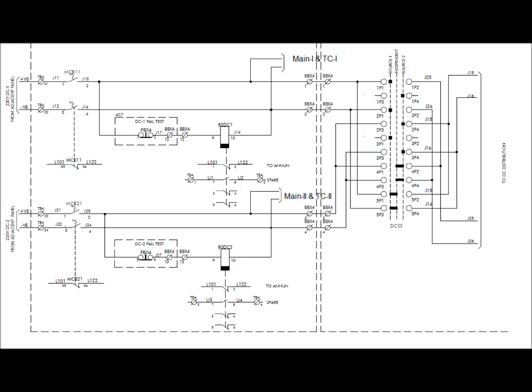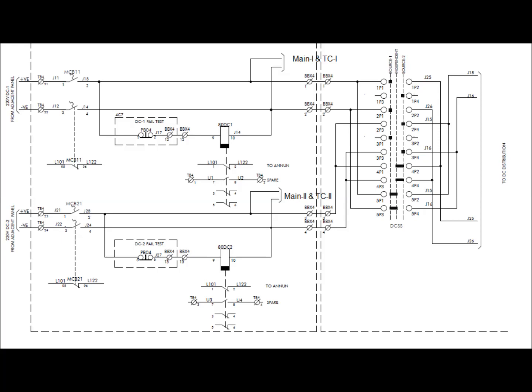In 400 kV and above voltage systems, there exist two DCs: one DC for main 1 protection and trip coil 1 of the circuit breaker, and another DC for main 2 protection and trip coil 2 of the circuit breaker. Because if any DC fails, the circuit must be tripped on fault via the other DC. That is why two separate DCs and two separate chargers are used in voltage classes of 400 kV and above in a substation.